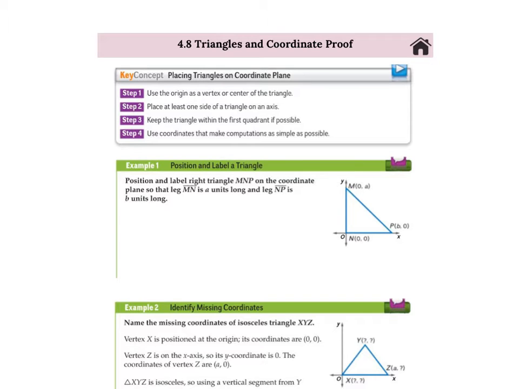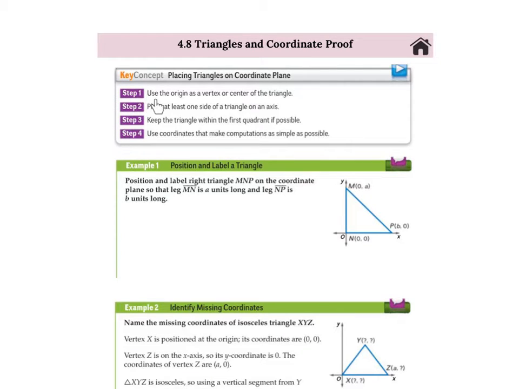Hey guys, so we're going to be wrapping up Unit 3 now with Chapter 4.8. So we're looking at triangles and coordinate proof. All right, the key concept here, placing triangles on a coordinate plane, is going to be the steps that you would use when completing a coordinate proof.